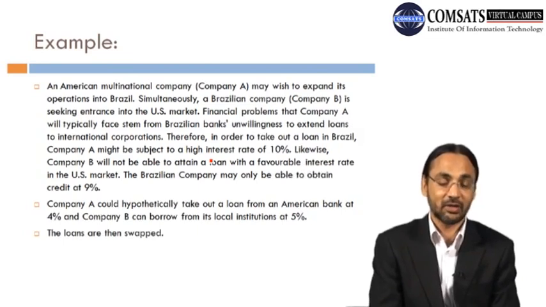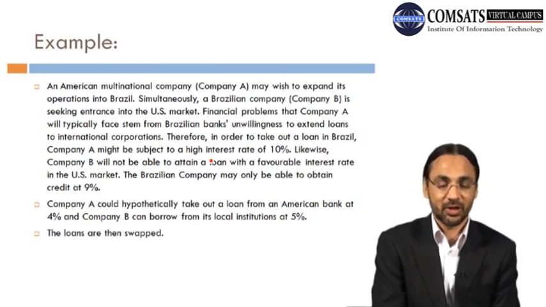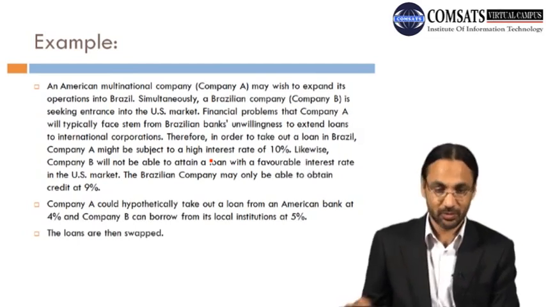That's how, in this example, you can see how much money Company A and B saved. Company A could get the loan at 10%, but they went to their home country and borrowed at 4%, and they swap with the Brazilian company at 5%. They save 5% there. And Company B could borrow at 9%, but they swap at 4% with the US firm. They save 5% as well. The benefit for both companies is 5%.